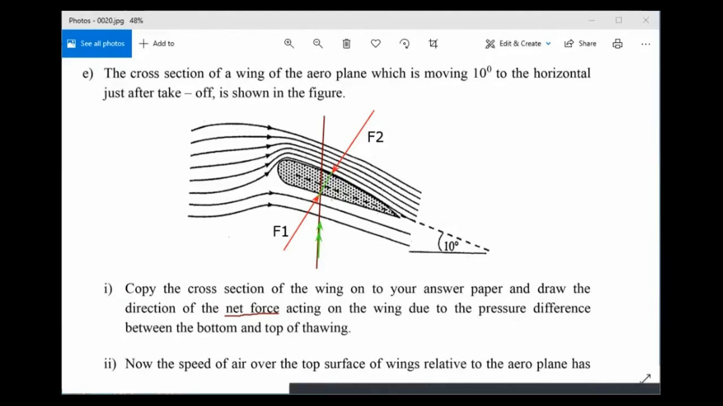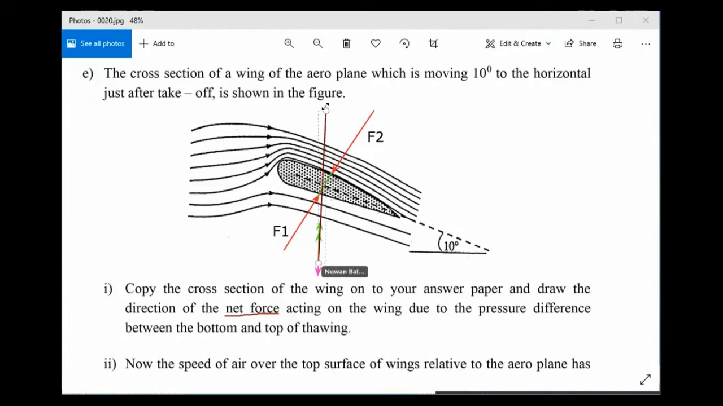Yes, even the mg force should also be there. The mg force is acting vertically downward like this. Yes, why not? The mg force is acting downward. The green color two arrows show you the resultant upward force. Draw the diagram here, quick.